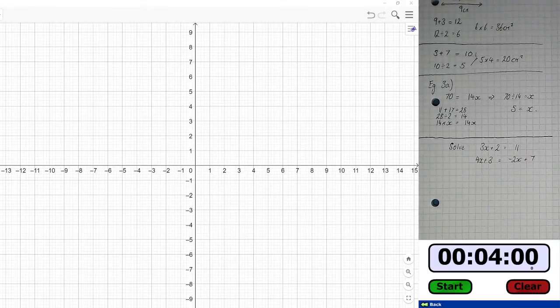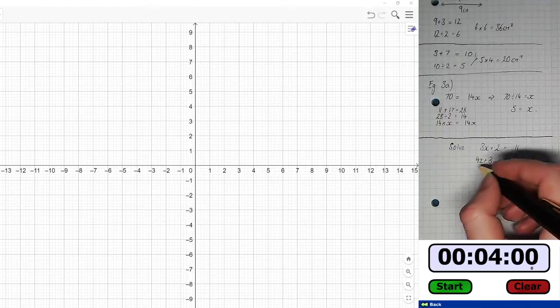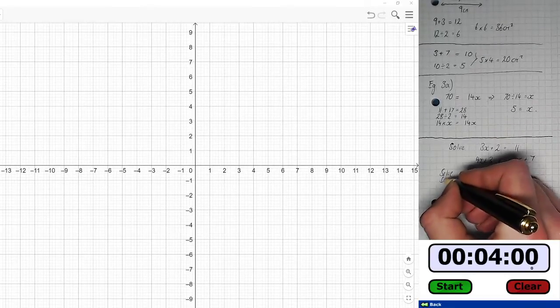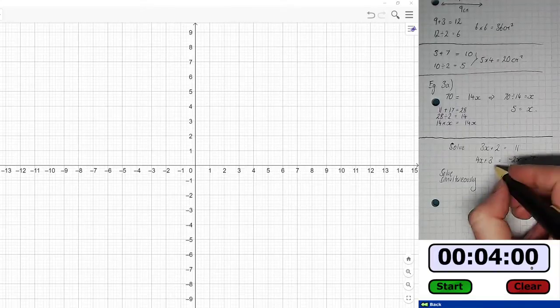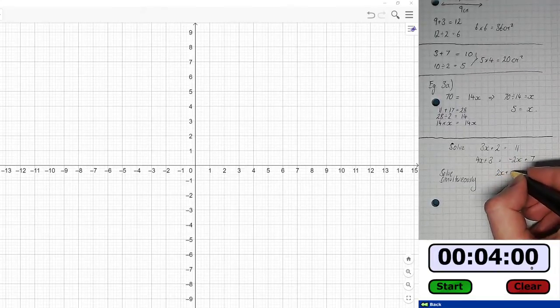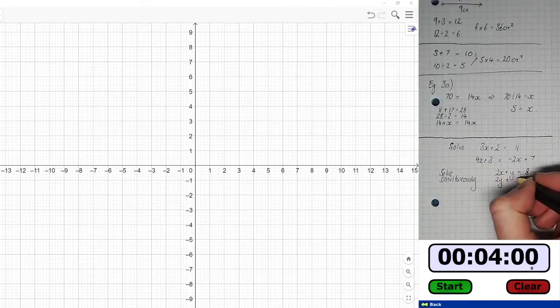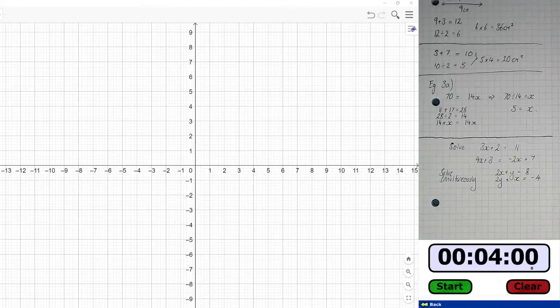And as well, we're going to branch out into solving simultaneous equations. So solve simultaneously 2x plus y equals 8 and 2y plus x is equal to negative 4. Something like that maybe.